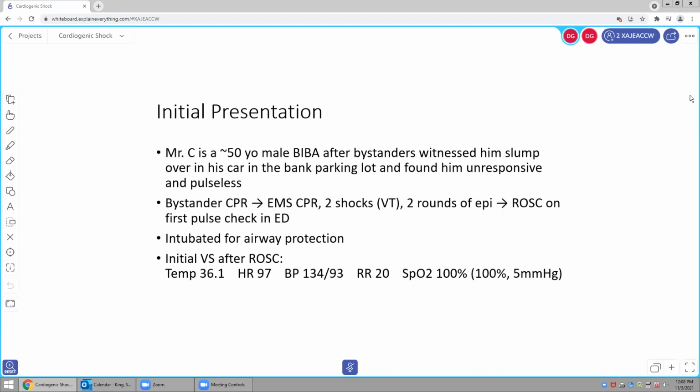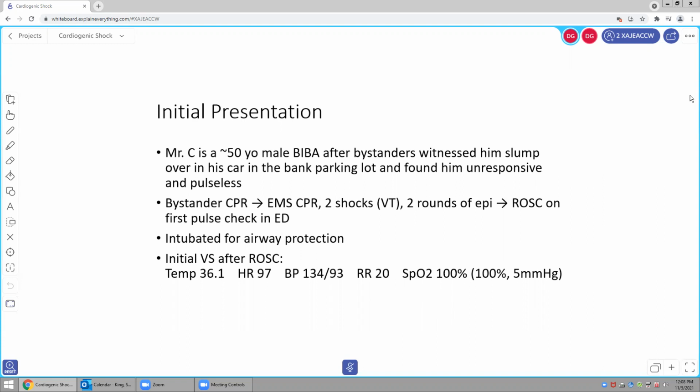He's pretty rapidly intubated for airway protection in the emergency department. And then these are his initial vitals after ROSC. His temperature is 36.1, his heart rate is 97, blood pressure is 134/93, respiratory rate is 20, and oxygen saturation is 100%. They put his FiO2 at 100% and keep at 5 right after intubating. He is a John Doe.